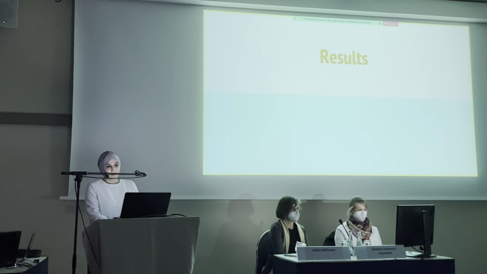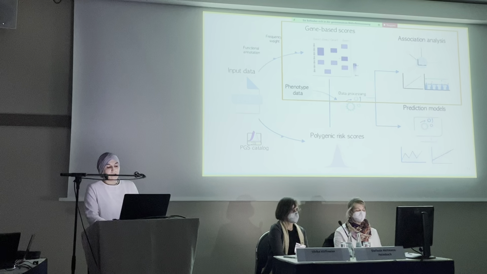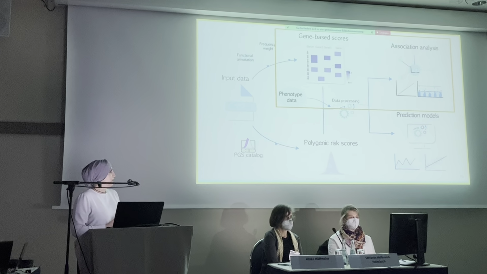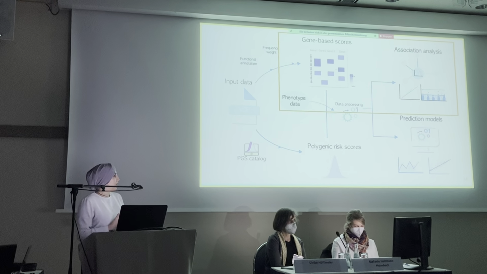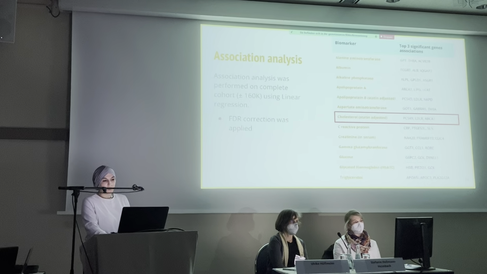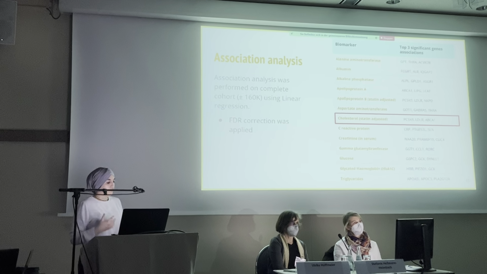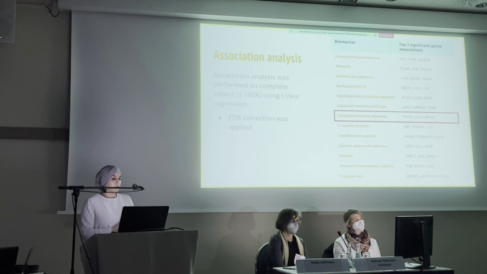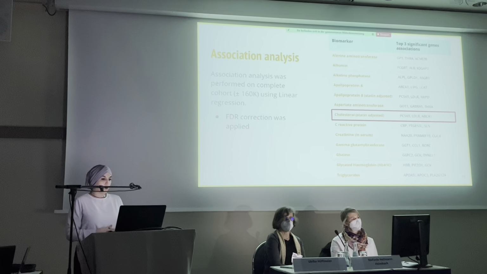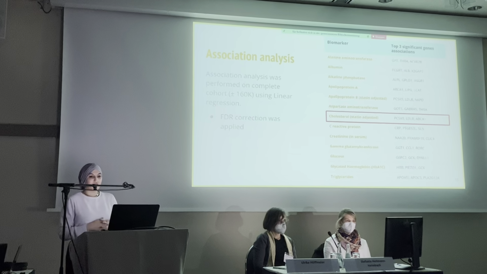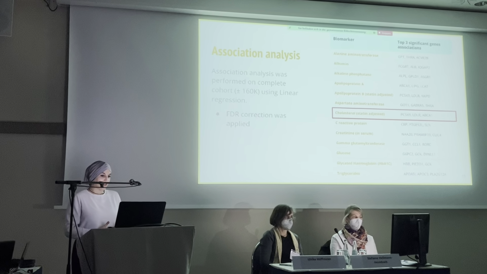So for the results, let's start first with the association analysis. As I said, we use the gene-based risk score and the phenotype to run association analysis. And here are some results for the association analysis. We used linear regression, and then we corrected using FDR. This table shows the top 3 significant gene associations.